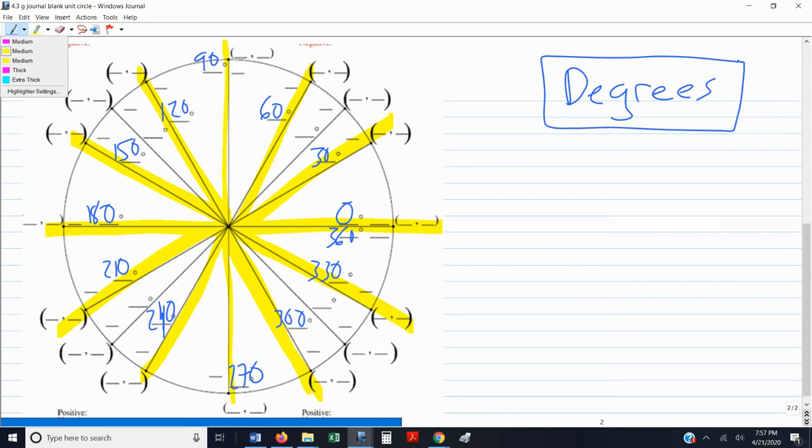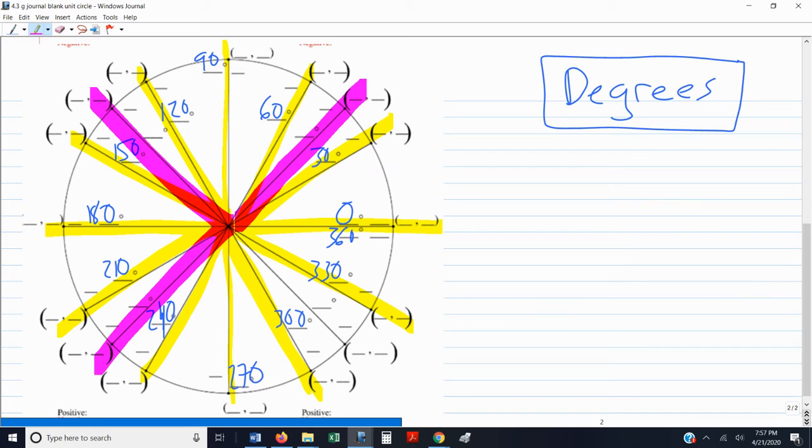And then the last part are these middle branches. Those are halfway in between the surrounding branches. So remember, we're just adding 15. So 30 plus 15 is 45. 120 plus 15 is 135. 210 plus 15 is 225. And 300 plus 15 is 315. So those are your degrees.